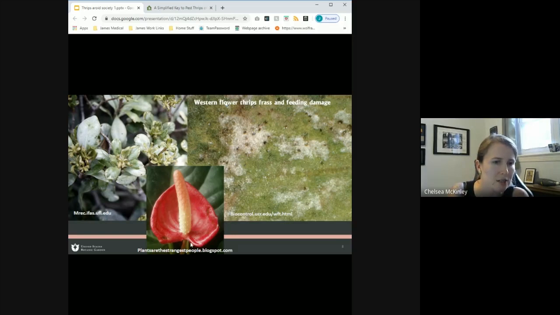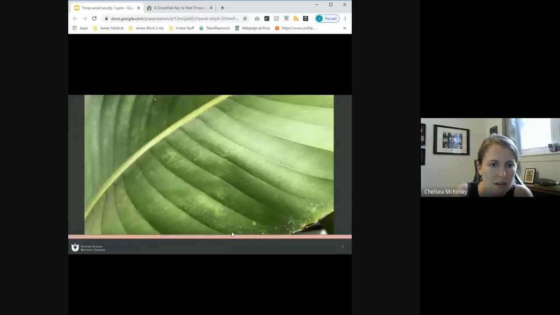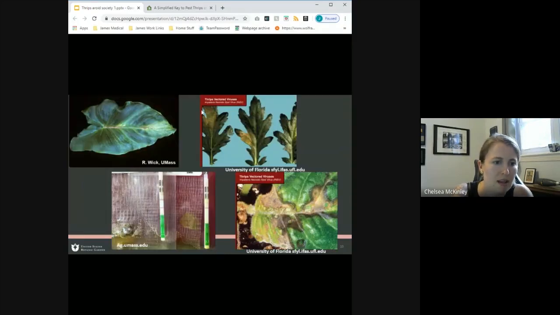And then over here, I just want to pull a picture of another Araceae plant that also had damage on it. This flower has some thrips feeding damage on the outside of the spathe, heliconia.